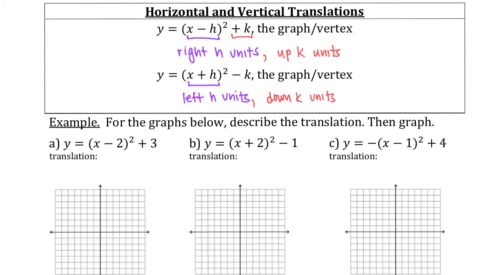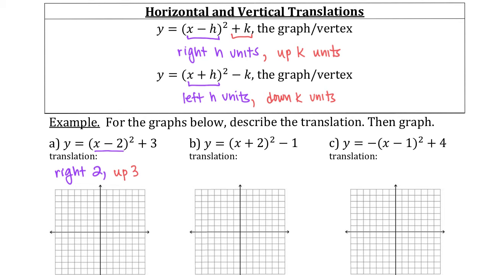Because this is squared, it's going to make a parabola. If I look in the parentheses, it says x minus 2, which is similar to this. So this is going to go right. And in this case, it has a 2, so it's going to go right 2 units. I'll just say right 2. At the end, it has a plus 3. Plus makes it go up. So we're going to move the vertex up 3.